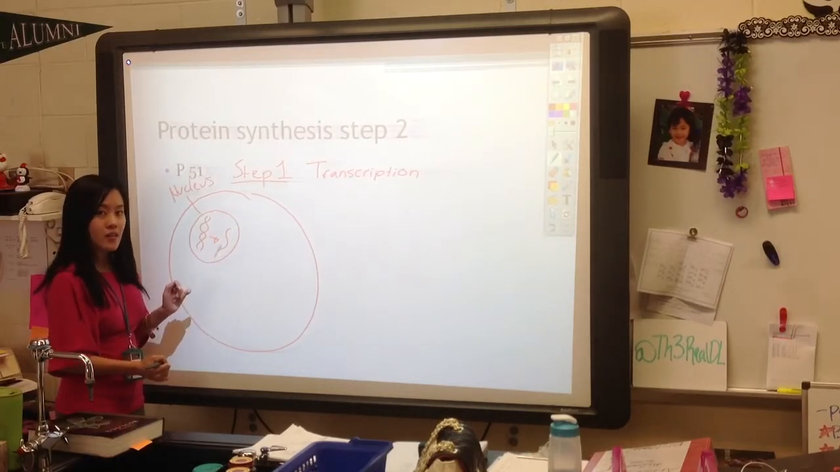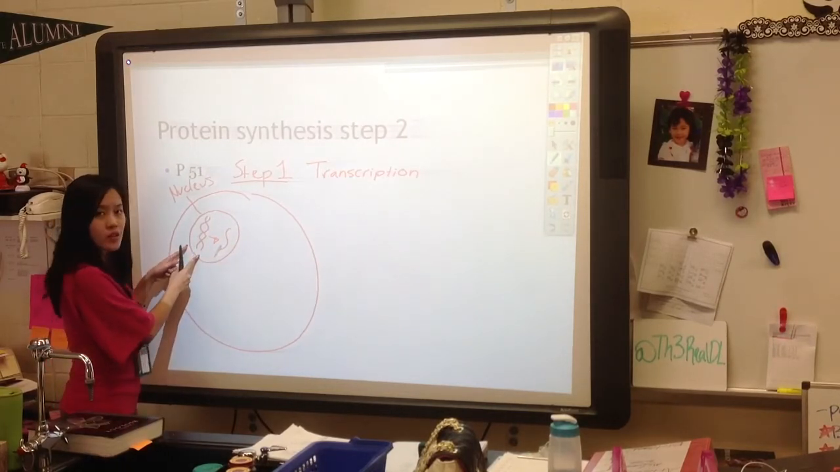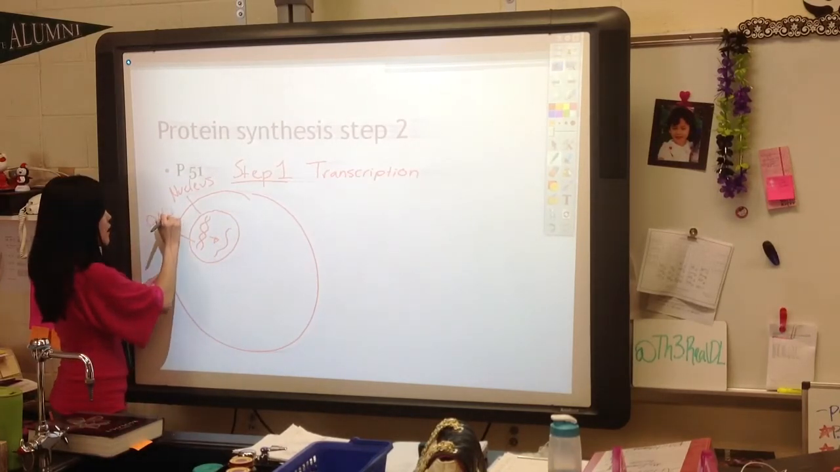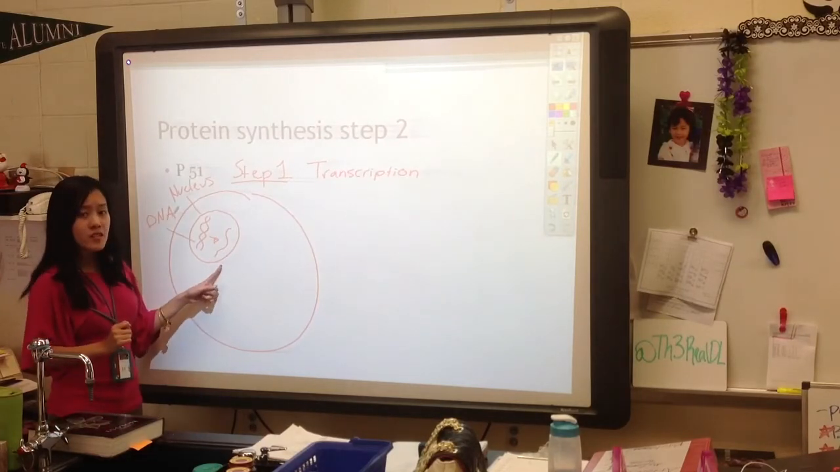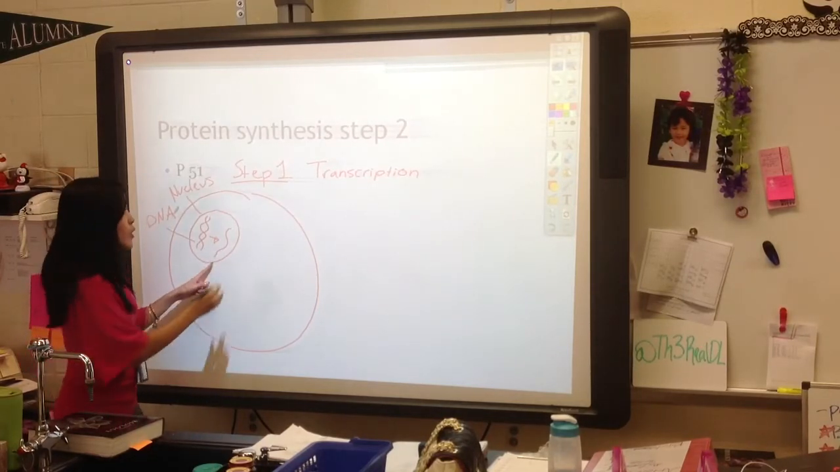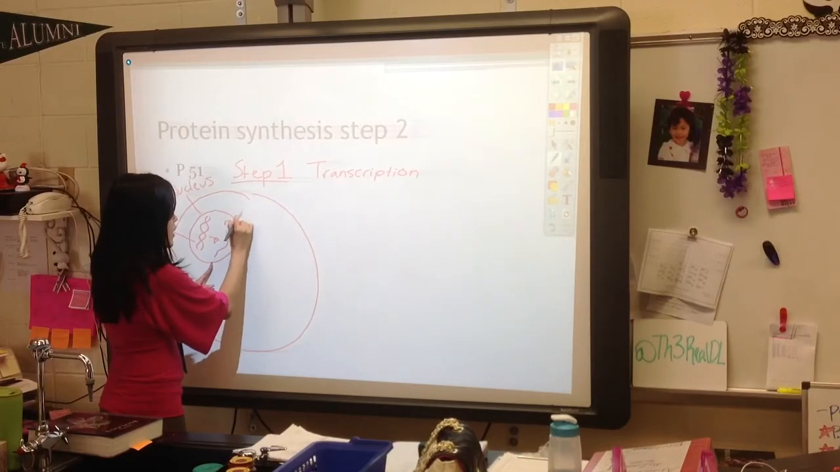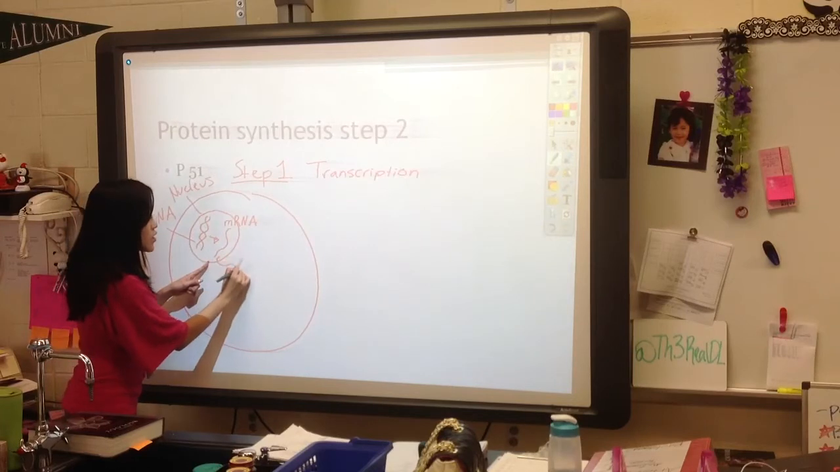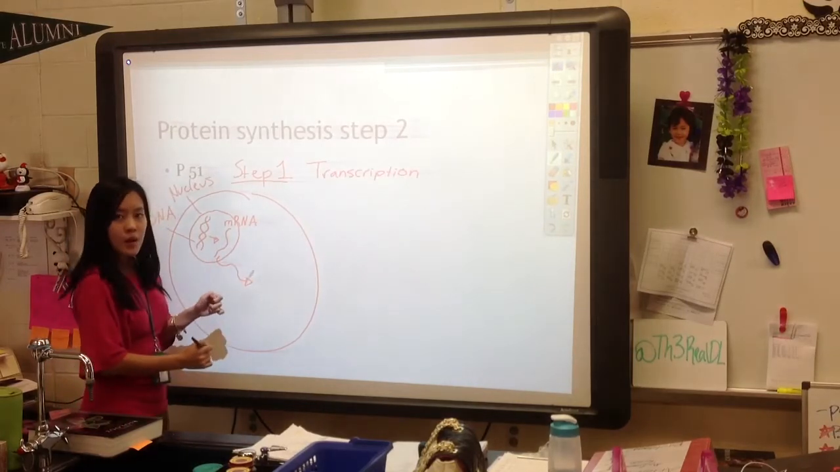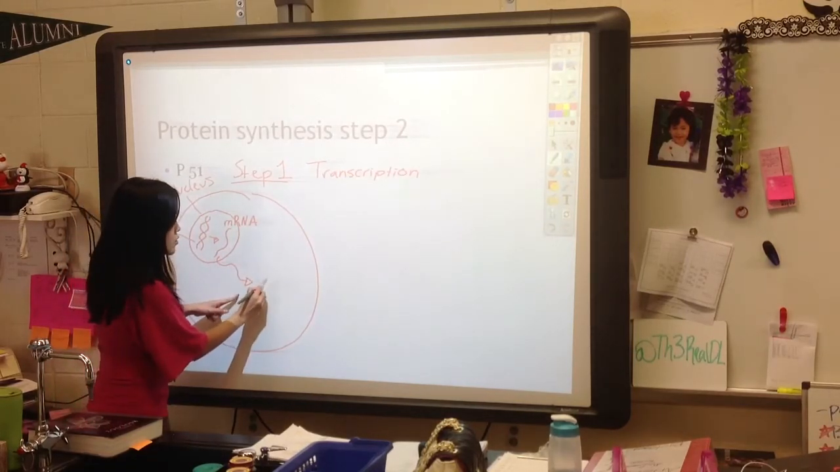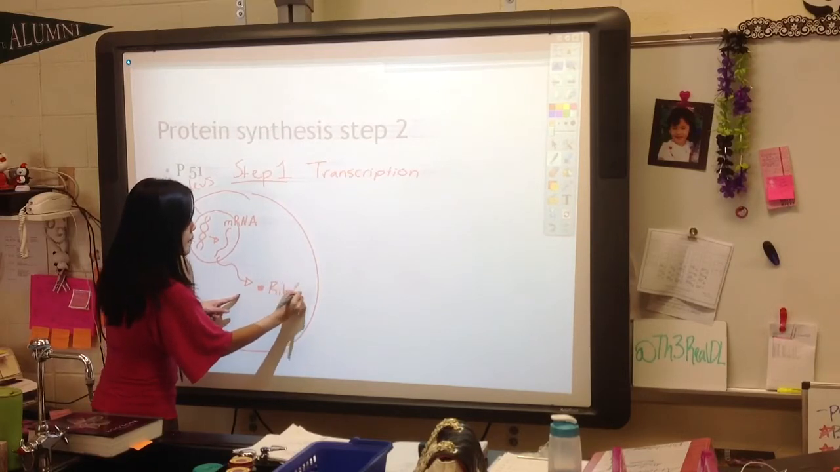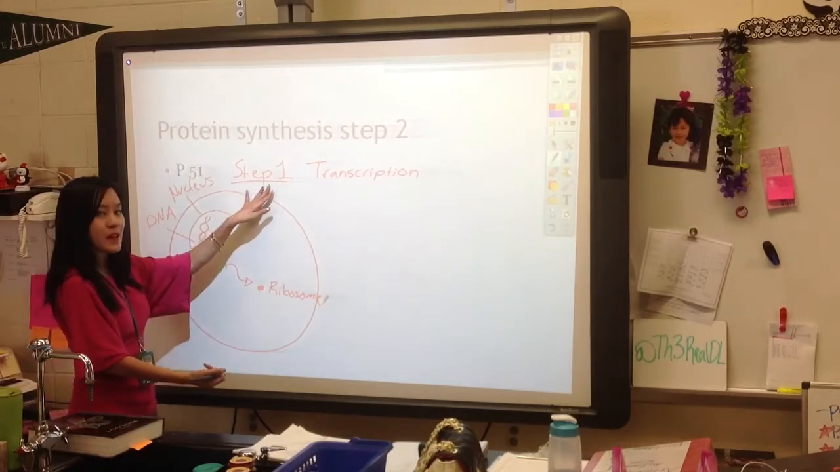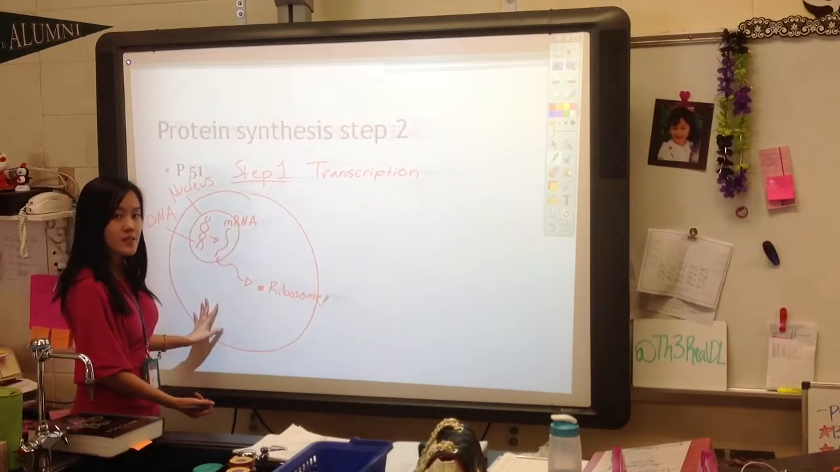And what was that called? So double-stranded nucleic acid was DNA. And single-stranded nucleic acid was what? Well, we actually created mRNA in this process. Then mRNA would leave the nucleus, and today we'll talk about what happens when it heads to the ribosome. This is kind of the big picture of what happened in step 1, transcription of protein synthesis.